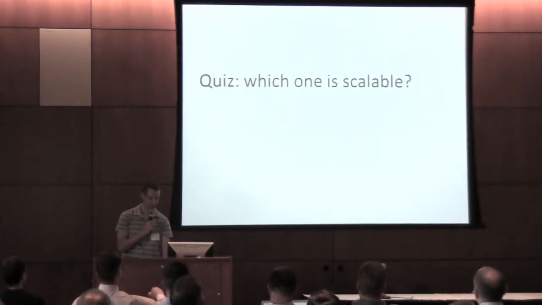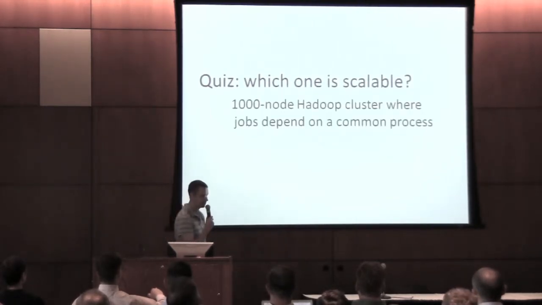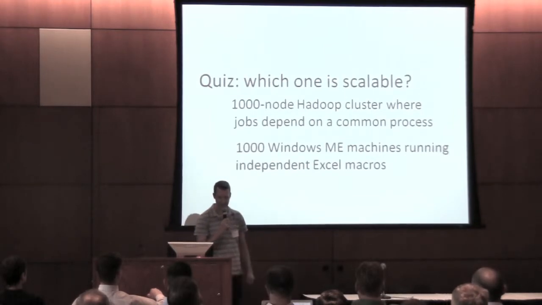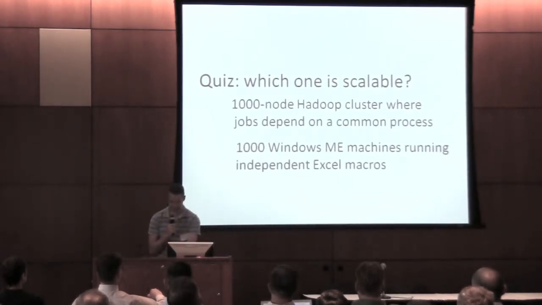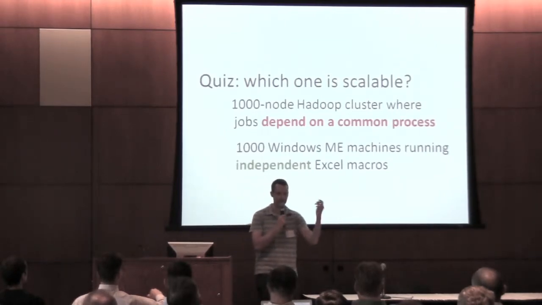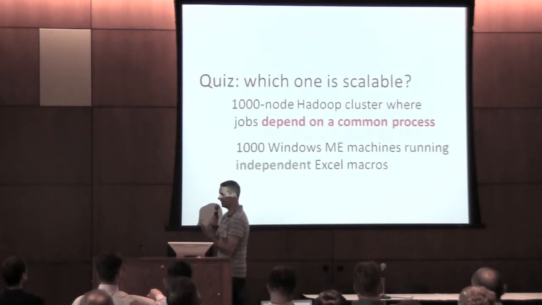So let's look at bulk processing. Here's a little quiz for you. Which one of these is scalable? You can have a 1,000-node Hadoop cluster where all the jobs depend on some common process, or 1,000 Windows ME machines running independent Excel macros. Which one of these? Well, guess what? The 1,000 Windows ME machines is actually more scalable than the Hadoop cluster, because we did something wrong. We built a job that depends on some sort of common bottleneck.